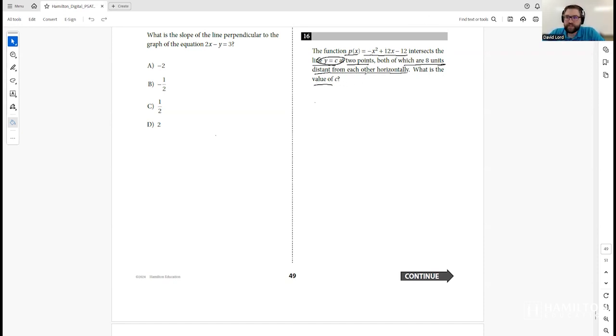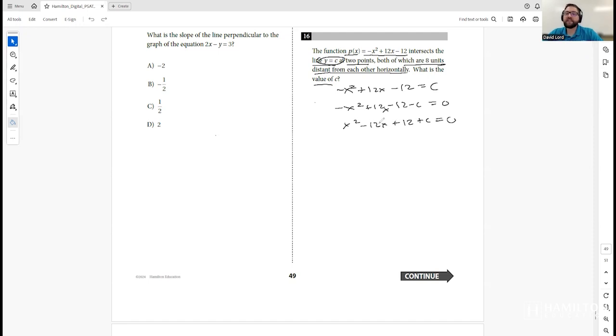Well, we could set them equal to each other. So negative x squared plus 12x minus 12 is equal to c, and set equal to 0. Negative x squared plus 12x minus 12 minus c, and probably multiply them by a negative 1, so that way we have positive x squared. All right, plus 12 plus c.